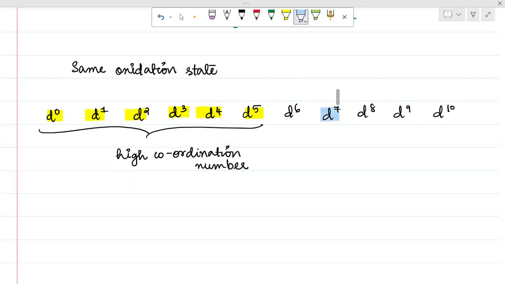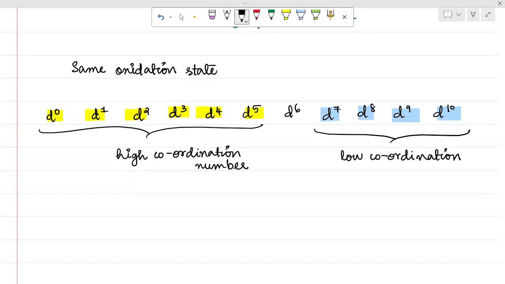While if you take d7, d8, d9 and d10, they are already full. They prefer low coordination. Now you might think, what about d6? It is variable. It cannot be predicted. It's variable.